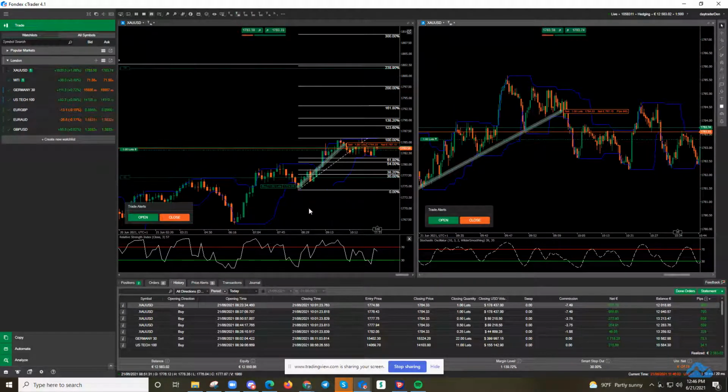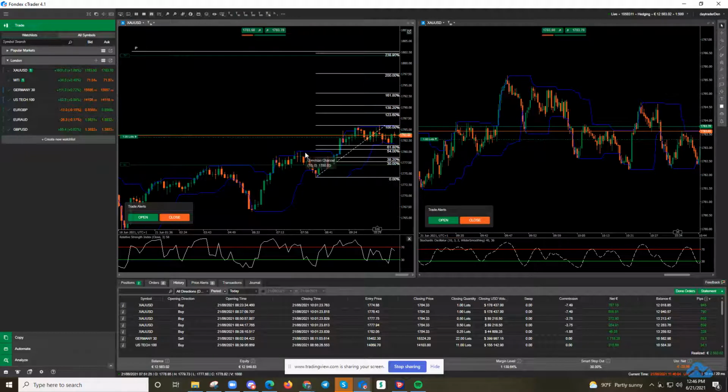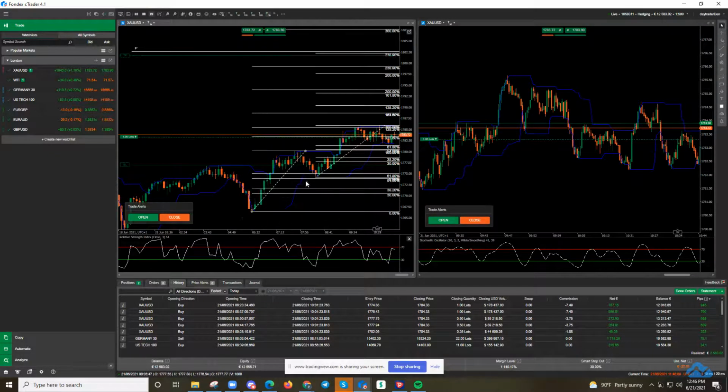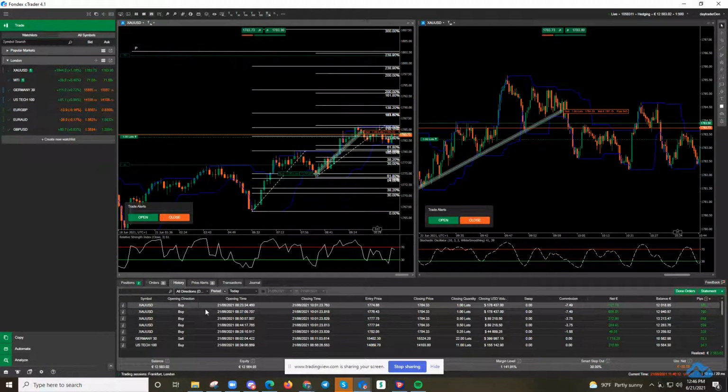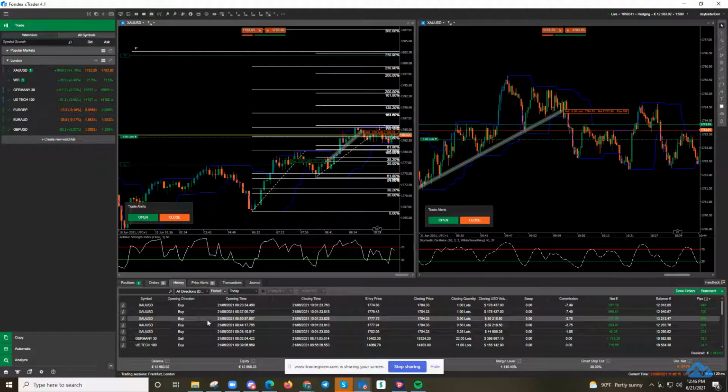There it is. There's the entry. And I just want to show you why. Again, fibs, very simple, top to bottom. And we had 61.8 right there. And there's the trade. Boom. That's the entry. And then compound, compound, compound.